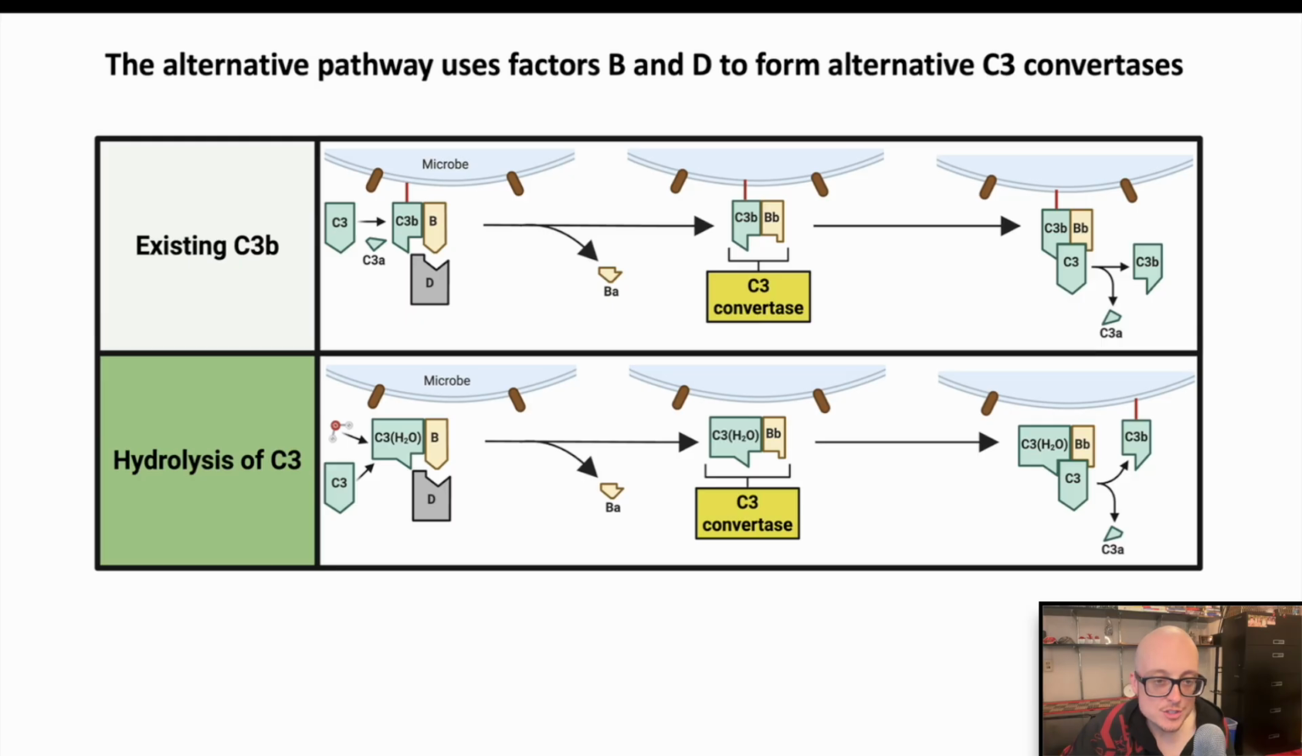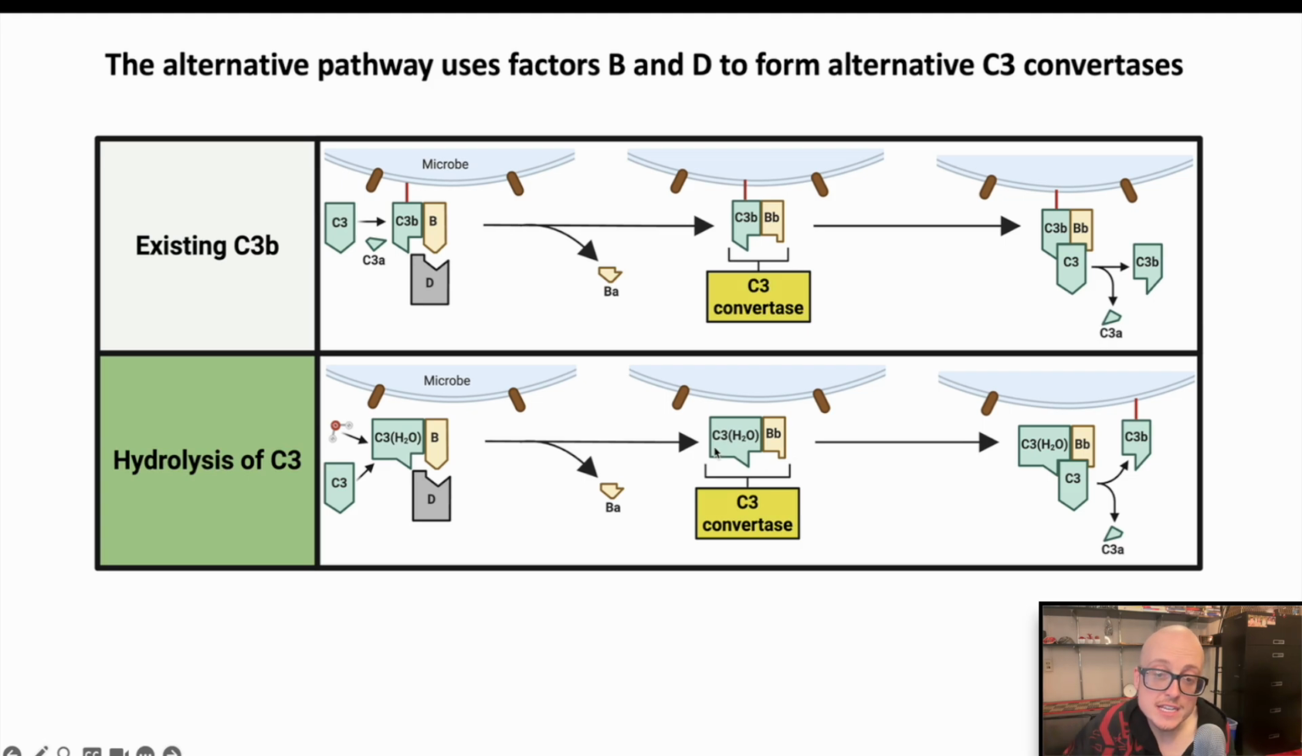And C3H2O itself can also bind to factor B. And just like here, where we see that the combination of C3b with factor B allowed factor D to bind, similarly, factor D can bind to the combination of C3H2O and factor B. When that occurs, D is able to cleave factor B into Ba and Bb, and this is how we can get the second type of C3 convertase that we find in the alternative pathway. That is known as C3H2OBb.